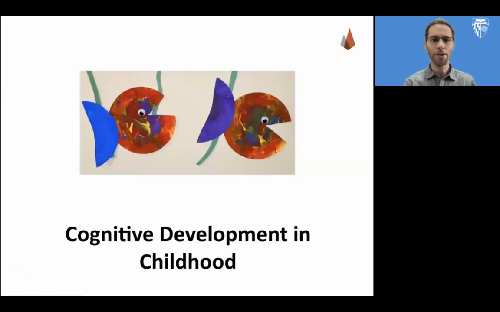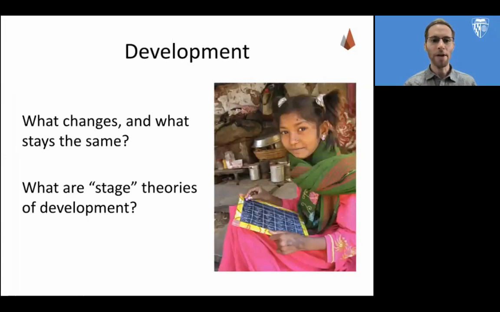In this video, we're going to talk about cognitive development in childhood. Development occurs across many domains and at different rates. Cognitive development occurs across a wide range of abilities, including problem solving, reasoning, remembering, perceiving, and understanding and producing language. A central question that developmental psychologists are trying to answer is what exactly is it in the mind that changes and what stays the same? And to try to understand whether these changes fall under discrete stages or not.